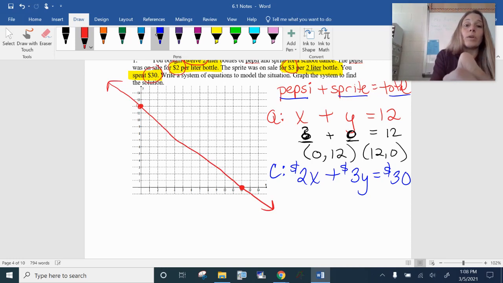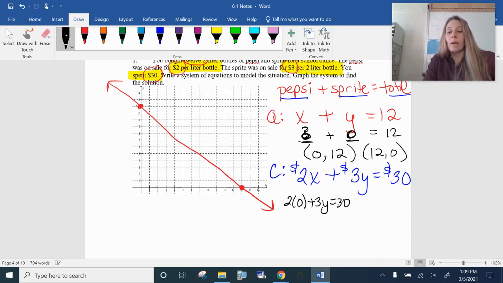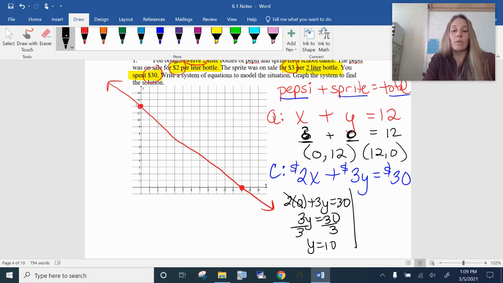Now, when you're doing this for the other equation, again, you want to put in a 0 for the x and solve for y. So that's going to cancel that out. You're left with 3y equals 30. Divide by 3, y equals 10. So that point is 0, 10.